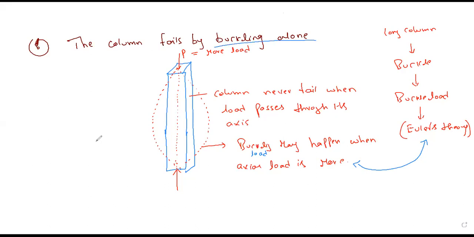Understand? Okay. So this is about the buckling consideration for Euler's theory, right? So this is the other assumption. And the last assumption, the seventh assumption: limit of proportionality is not exceeded. What do you mean by this?